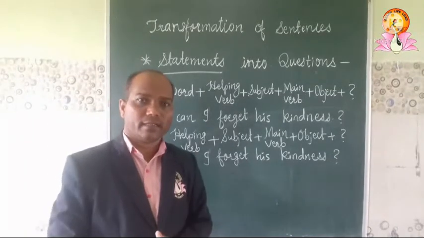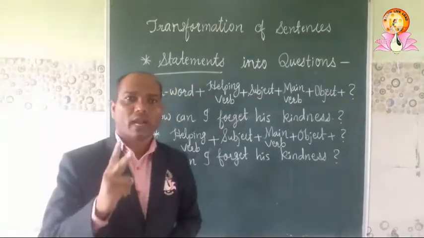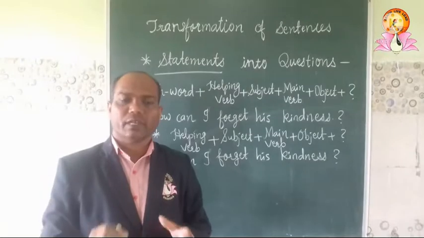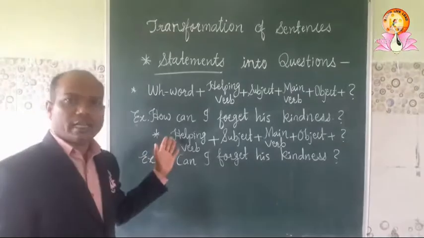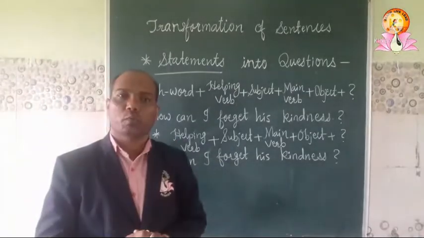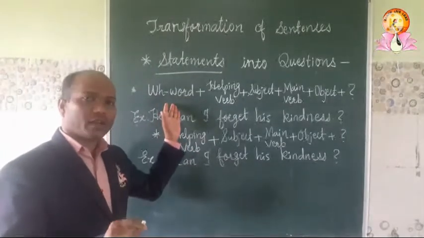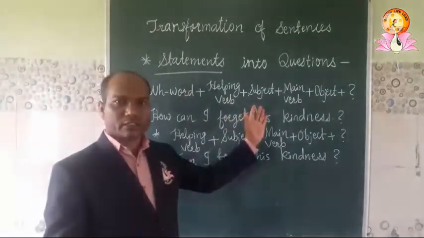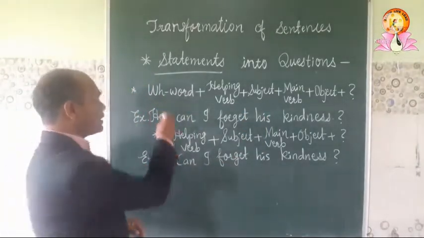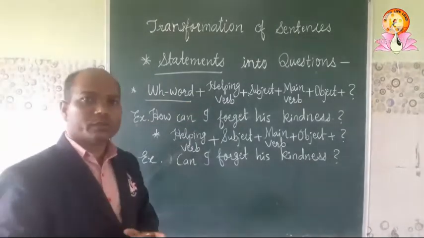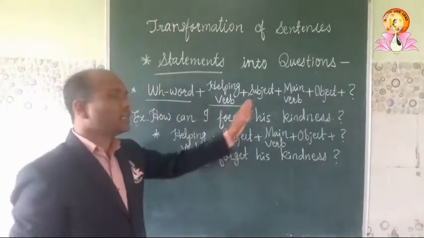Now, let us understand how to make the interrogative sentence. We know that there are two kinds of interrogative sentences. The first one is WH question and the second one is yes-no type question. So let's understand first how to make WH question. Here we can make WH question with the help of such a construction, formula or structure. First we have to use here WH word. After using the WH word, we can use here helping verb according to the subject.